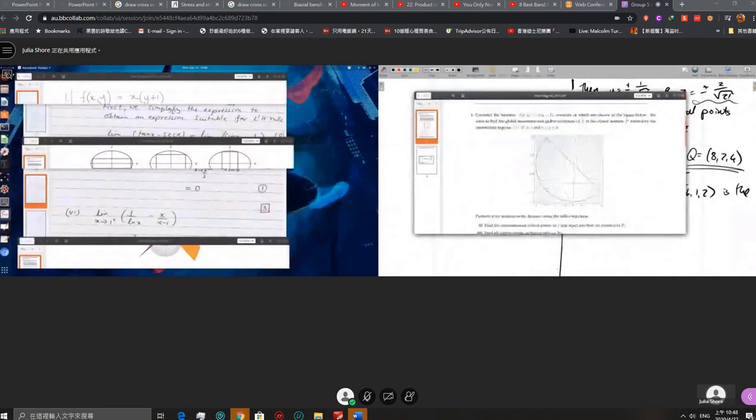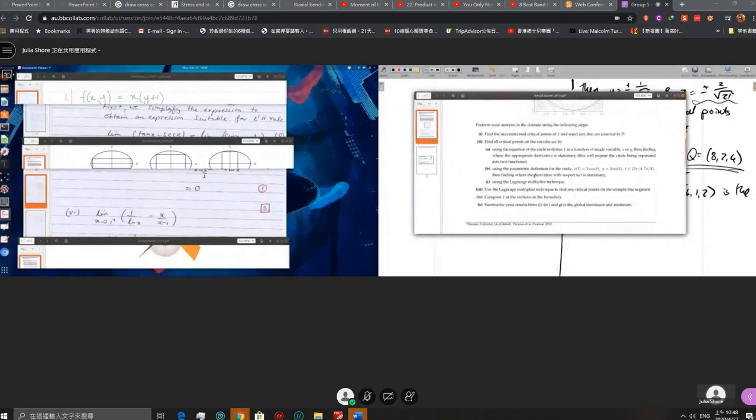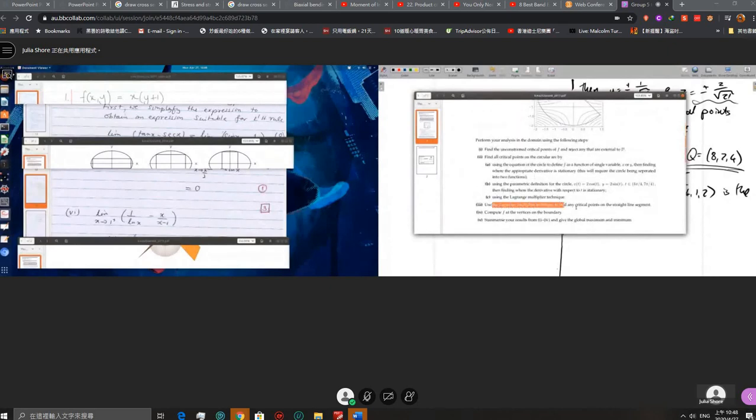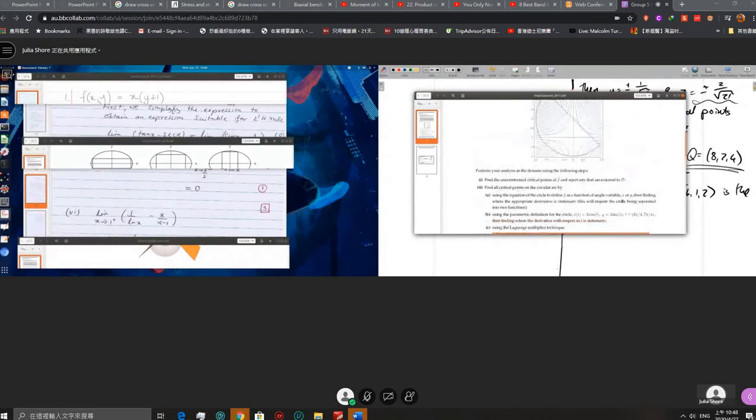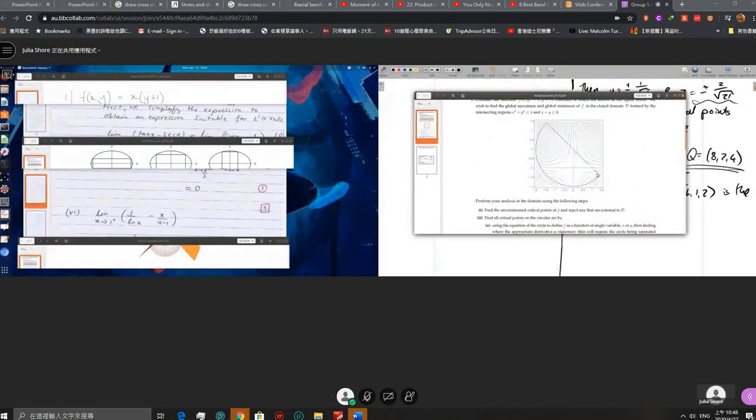This is the 2017 assignment for this class. We consider this function f of x, y equal to that, and the contours represent this function. We want to find the global minimum and maximum in the region enclosed by this line. I wanted to use the Lagrange multiplier technique to find any critical points on the straight line segment. We've got this straight line down here, and we want to find the minimum and maximum points on it. We can start to set it up, but that's probably about all the time we're going to have.